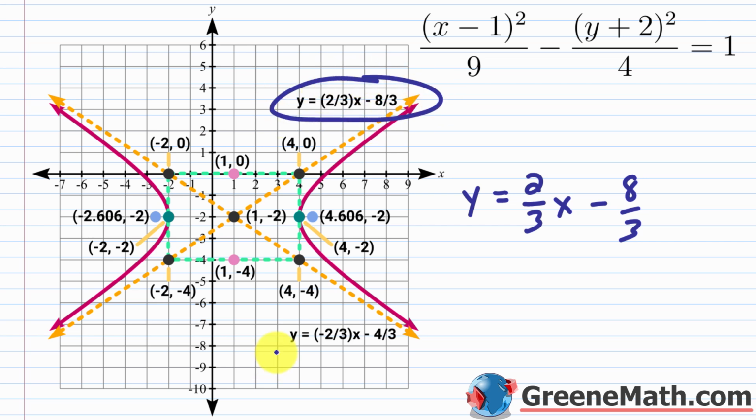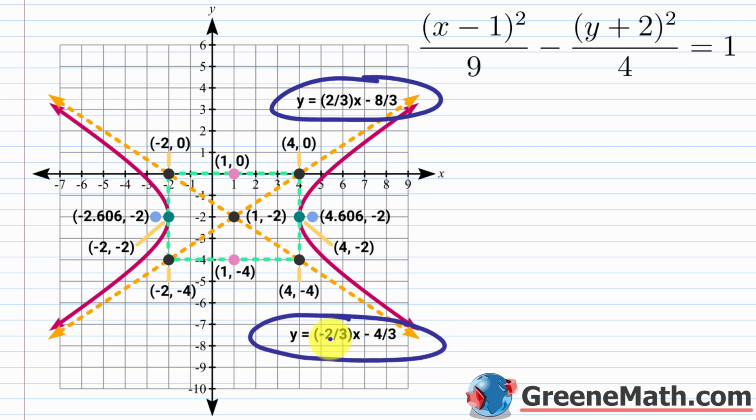For the other one, you're pretty much doing the same process. I'll let you do that one on your own. You saw me do it earlier before we got to this graph. So you would produce this line right here. This is the one that's negatively sloped. So it's this one. So y equals -2/3 x minus 4/3.